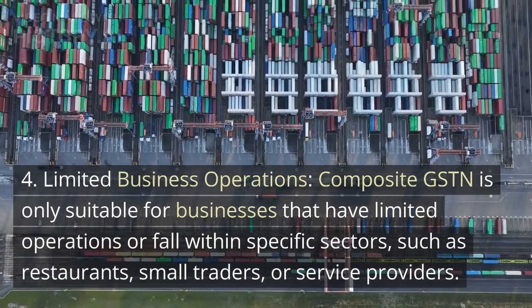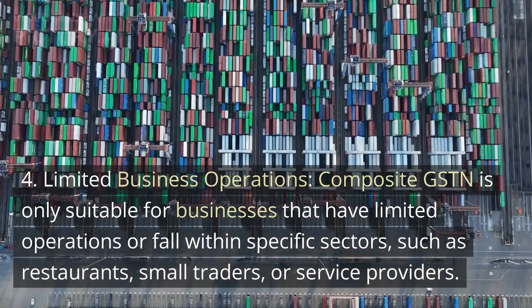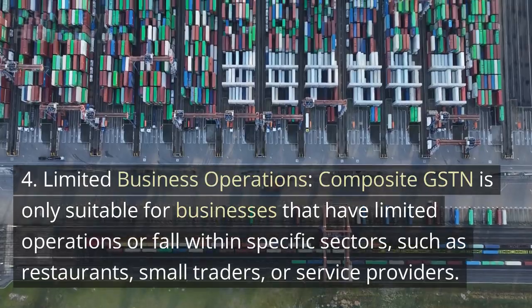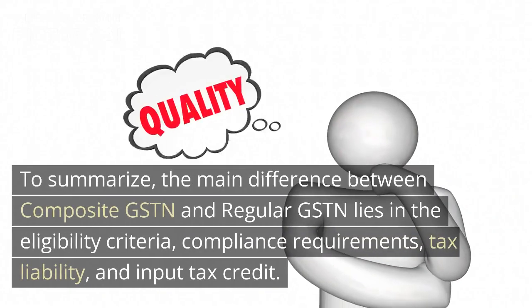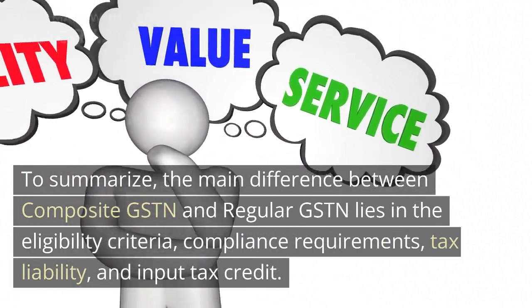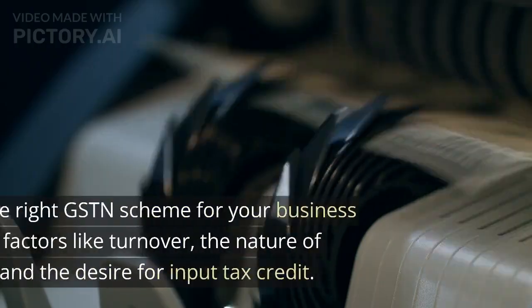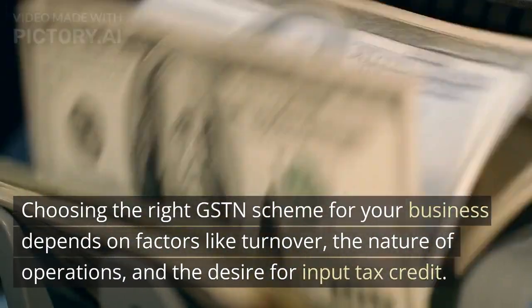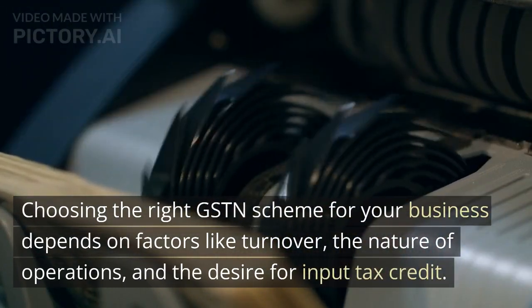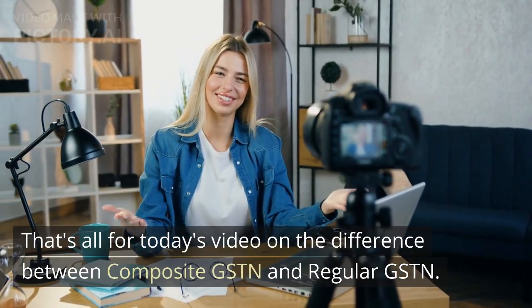4. Limited business operations. Composite GSTN is only suitable for businesses that have limited operations or fall within specific sectors, such as restaurants, small traders, or service providers. Final thoughts. To summarize, the main difference between Composite GSTN and regular GSTN lies in the eligibility criteria, compliance requirements, tax liability, and input tax credit. Choosing the right GSTN scheme for your business depends on factors like turnover, the nature of operations, and the desire for input tax credit. That's all for today's video on the difference between Composite GSTN and regular GSTN.